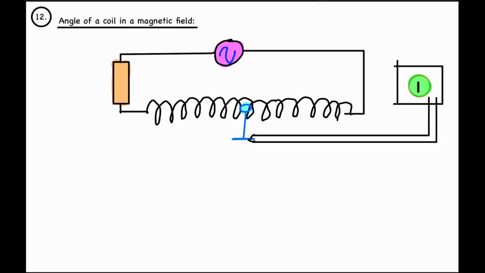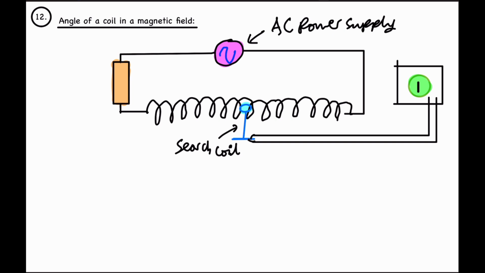So now let's label the diagram. So you have AC power supply for alternating current. You have a search coil over here. You have a protractor underneath here, which is to measure the angle. This is a solenoid. And this is an oscilloscope.